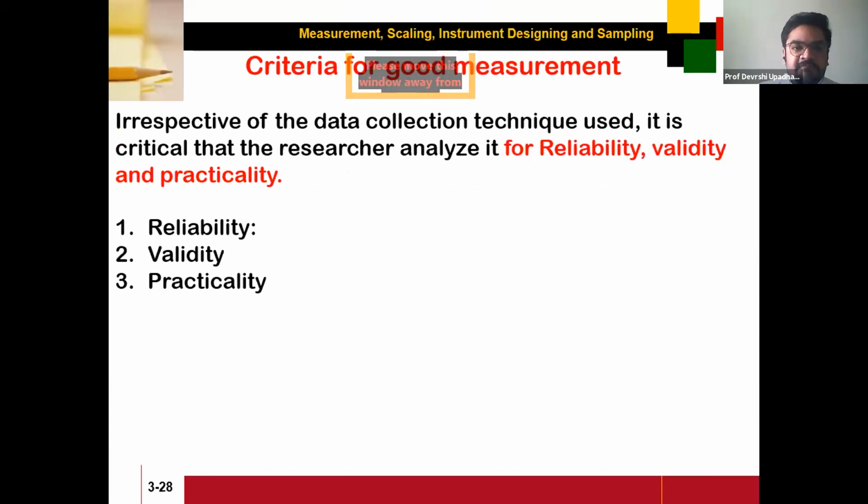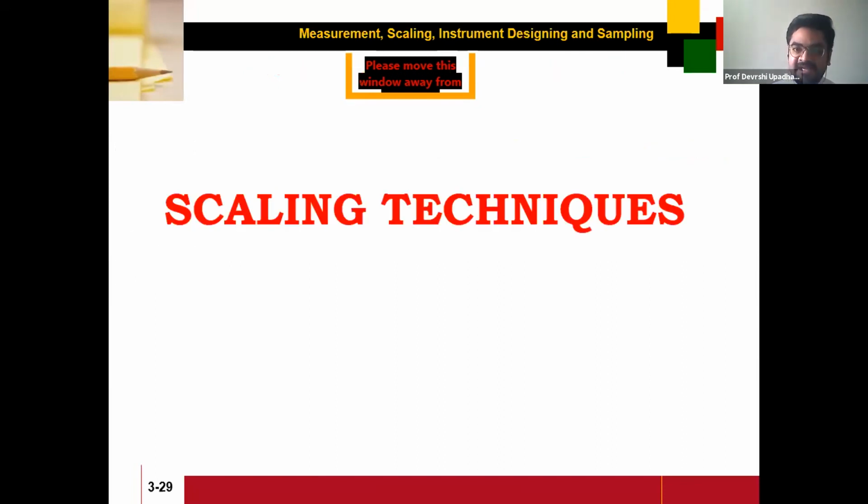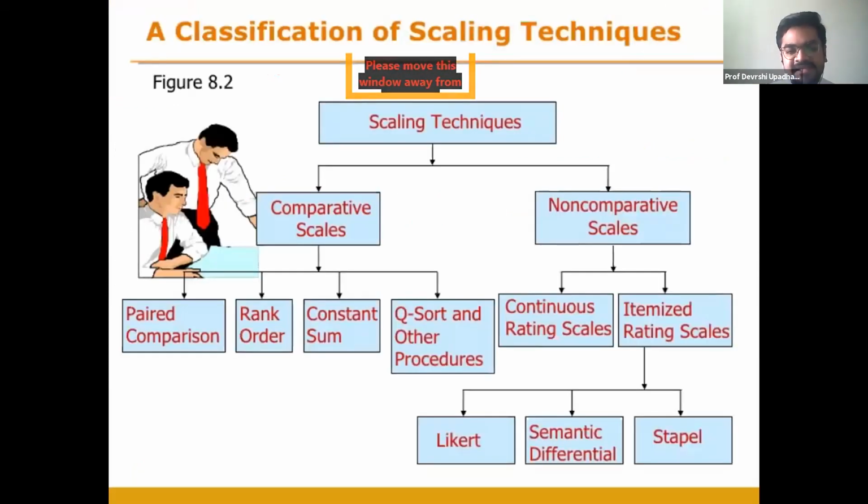Okay, so what are the criteria for good measurement? There are only three of them: reliability, validity and practicality. That means the scale needs to be reliable enough for your research, the scale needs to be valid, and the scale needs to be practical, usable in a practical sense. Whichever scaling technique is used in research has two important parameters: comparative scales and non-comparative scales. Pair comparison, rank order, constant sum and Q-sort techniques are comparative scales. The non-comparative scales are of two types: continuous rating scales and itemized rating scales, which further include the Likert scale, semantic differential, and the Stapel scale.